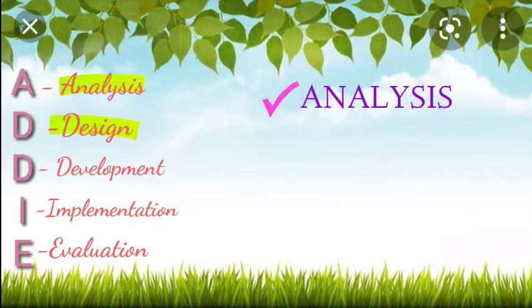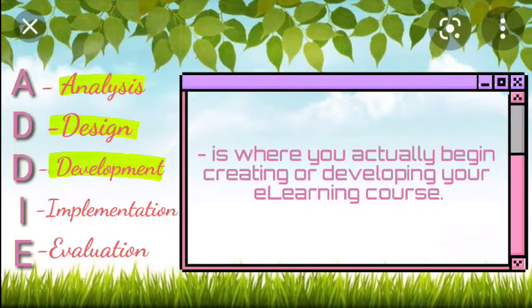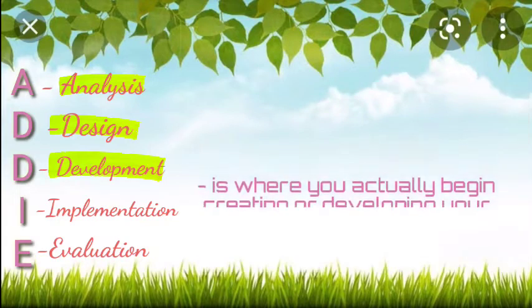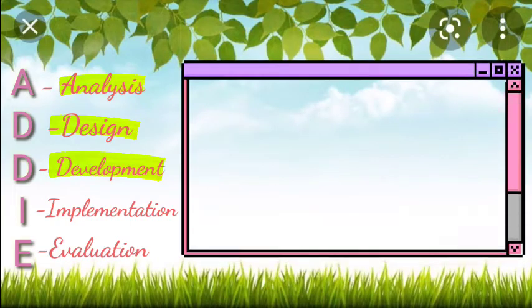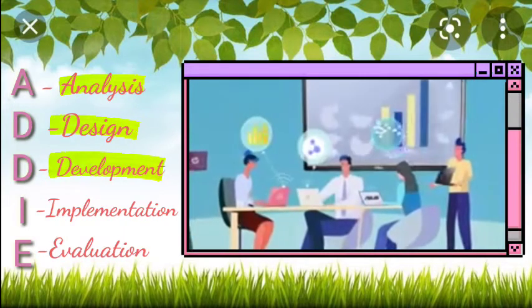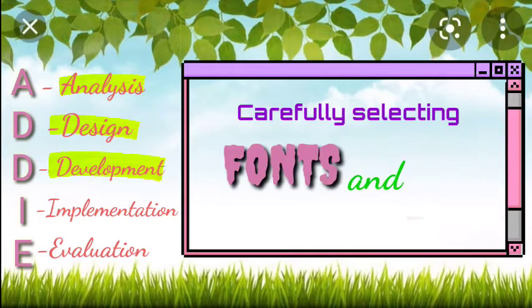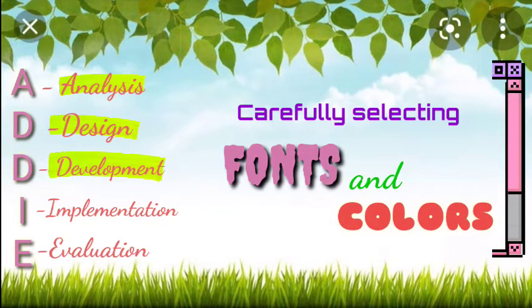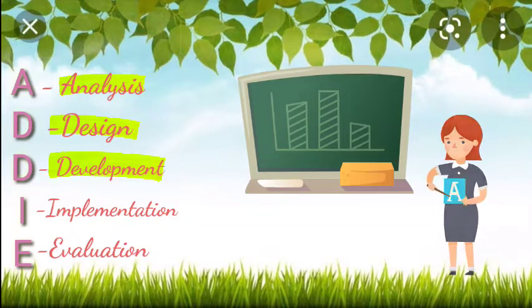You've got your analysis, you've got your design, now it's time to start building. The development phase is where you actually begin creating or developing your e-learning course. In the previous design phase, the content ideas should have already been decided. Your job in the development phase is to bring those content ideas to life. This means laying out the content visually, creating graphics, recording videos, carefully selecting fonts and colors, building the course in the e-learning authoring tool. Anything that has to do with creating the actual end product for your learners.